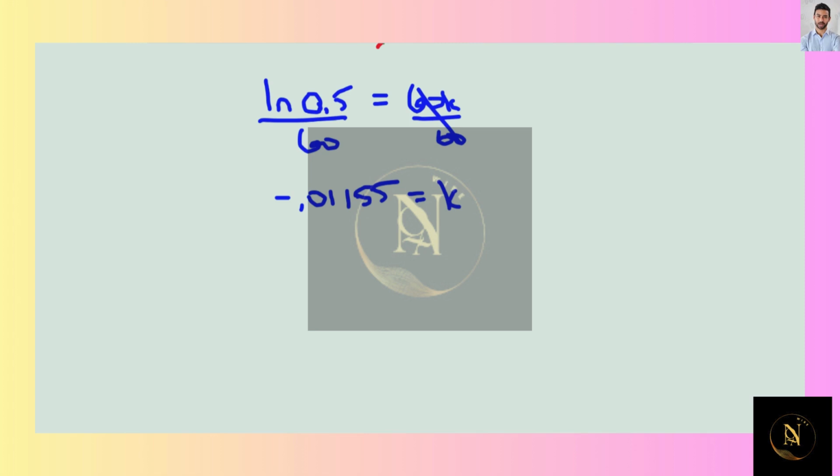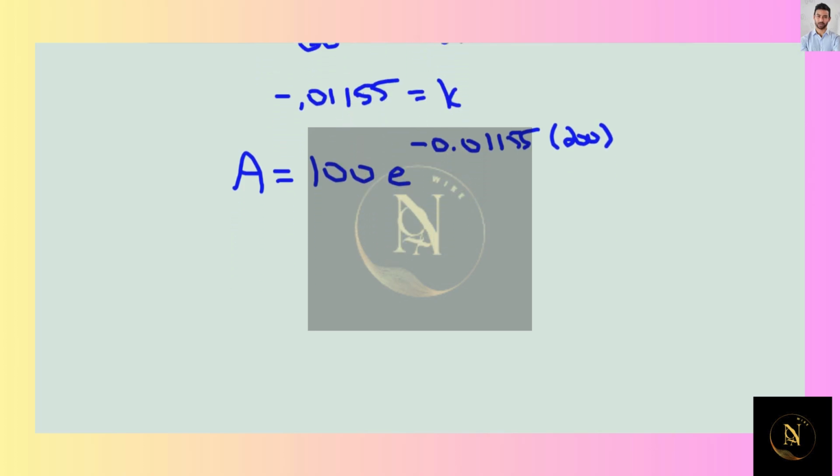We want to know how much of the substance will remain in 200 years, if we're starting with 100. So our initial amount is 100 times e to the k, which we just found, 0.01155, t, which is 200, because we want to know how much of this we will have after 200 years.